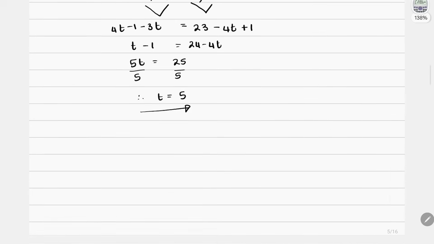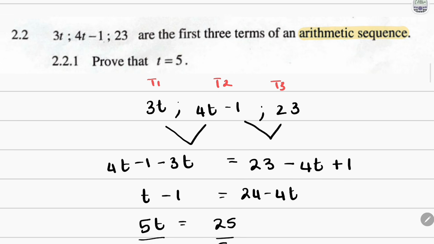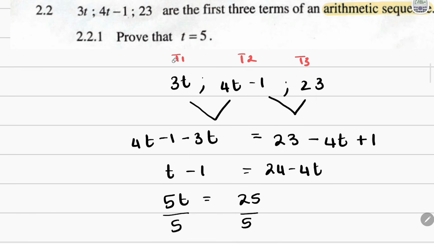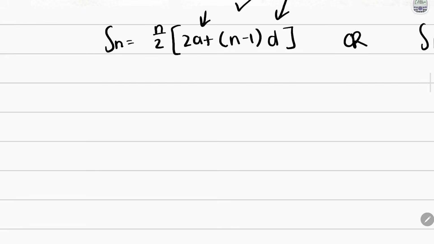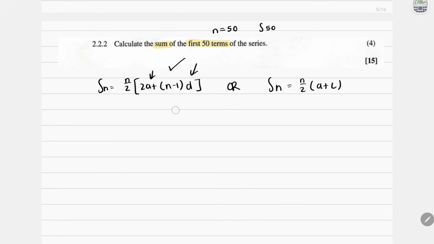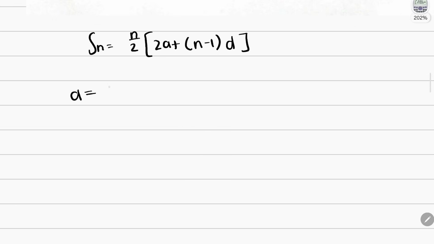So we can find a here by looking at the first term. A is the first term, but we already know what t is. So we're going to substitute t equals 5 into T1. So let's go for this formula. We are finding the value of a. A is T1, which was equal to 3t. So this is simply just going to be 3 times 5, which is 15.